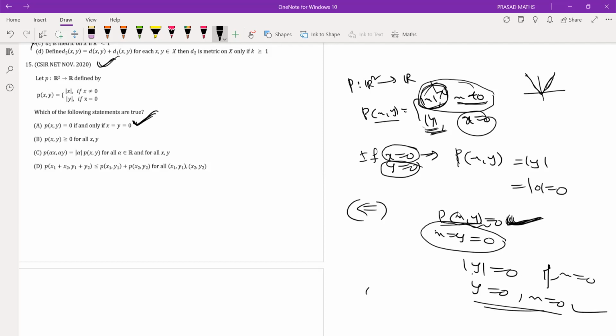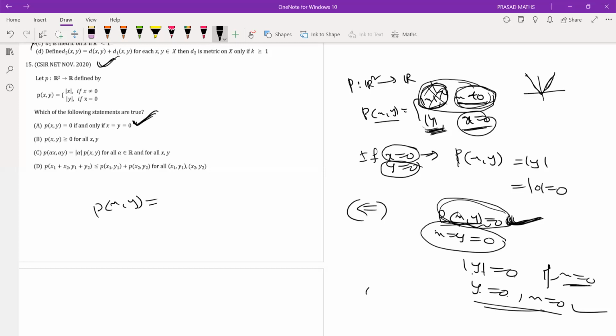Where I don't need it, P of x comma y is positive whenever x is non-zero. I don't require this case because I actually need P of x comma y to be 0. So I don't require this first option. Therefore, you need to go through the second option, mod y. When do you say that this is mod y? Whenever x equals 0, right? P of x comma y equals mod y whenever x equals 0. Therefore, mod y equals 0, therefore y equals 0. So what is the second option?